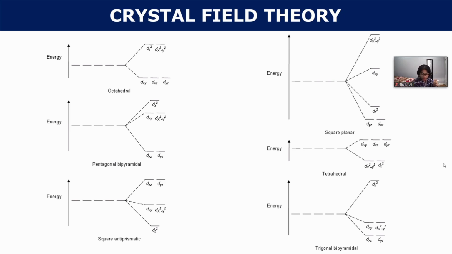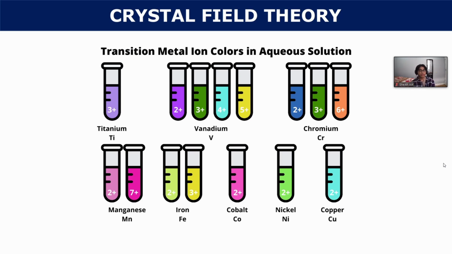But there are a bunch more, and all these have interesting properties on their own. And so, like I said, crystal field theory explains some of these interesting properties. The one I'm going to look at now is the colors of solutions. Some transition metal solutions are colored, and it's very hard to explain why without using crystal field theory.